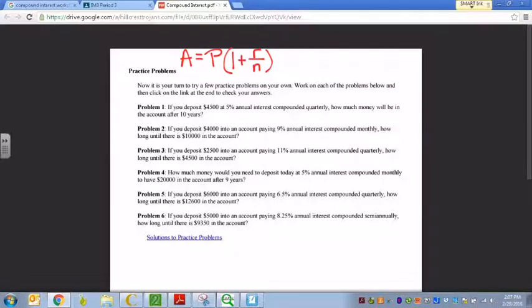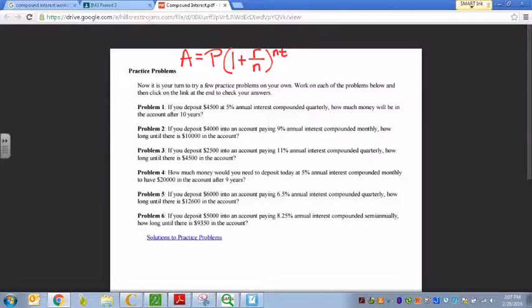So you'll see words like monthly, quarterly, semi-annually, things like that. So how many times is that in a year? Then to the power of nt. So it's the same n as the number of times it compounds. And then t is time, in years. So how long will it take? Okay? So that's the formula we need for this.